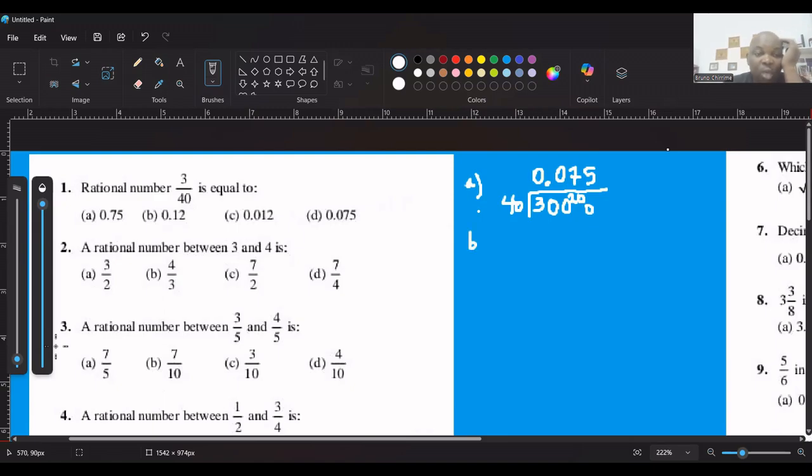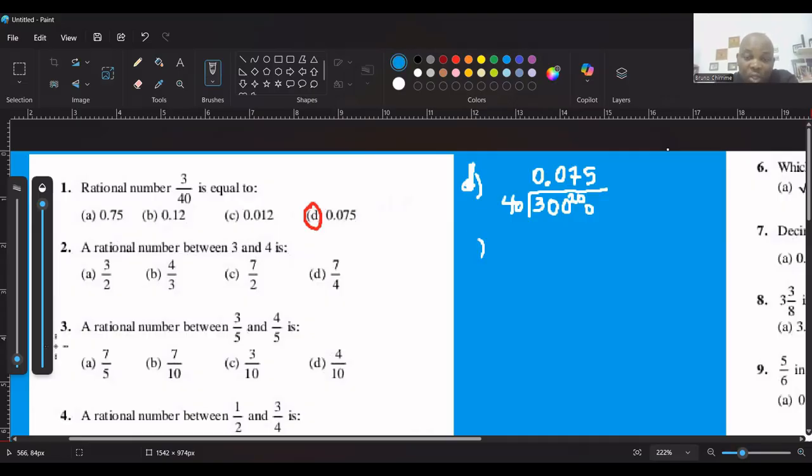B should not be the option, because we can see that 3/4. So what we have done here, we have actually found the answer. The answer is D. By working this out, we know that 3/40 should give us 0.075. So the answer here, by virtue of the calculation that we did, is straightforwardly D, if we have to circle.